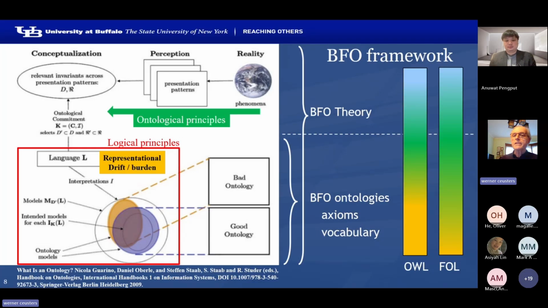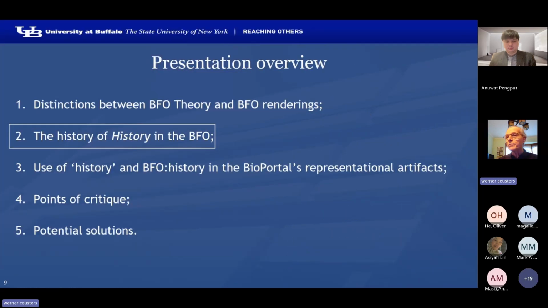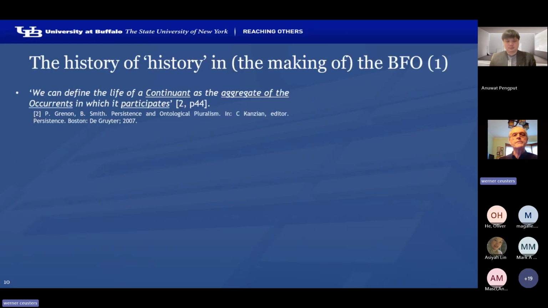Now, further important is the difference that the OWL rendering and the FOL rendering are such that the former only uses binary relations. And this has as consequence that certain assertions that one would want to make can be expressed in first-order logic, but cannot be expressed in OWL. And that has some consequences, as we'll still see in the history of history in the BFO.